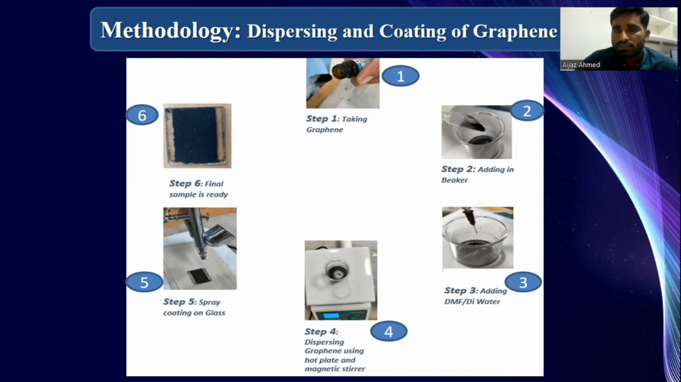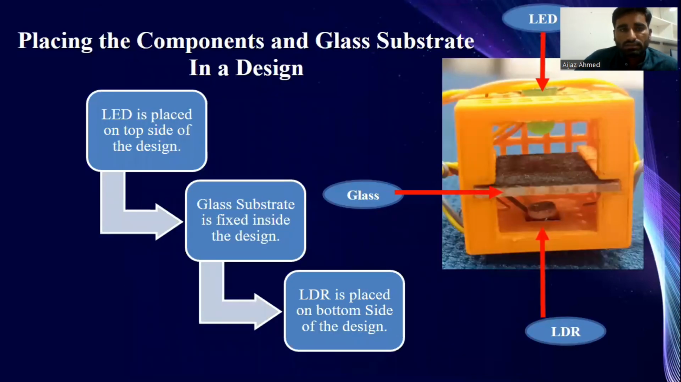We put solvent and graphene in a beaker, and then we put that beaker over a magnetic stirrer. After that, we took that solution in a coating spray machine. In step 5, we sprayed that dispersed graphene on the glass. In step 6, this is the final design and final sample of our sensor. After that, placing the component and glass substrate in a design. So this is the actual physical design of our project.